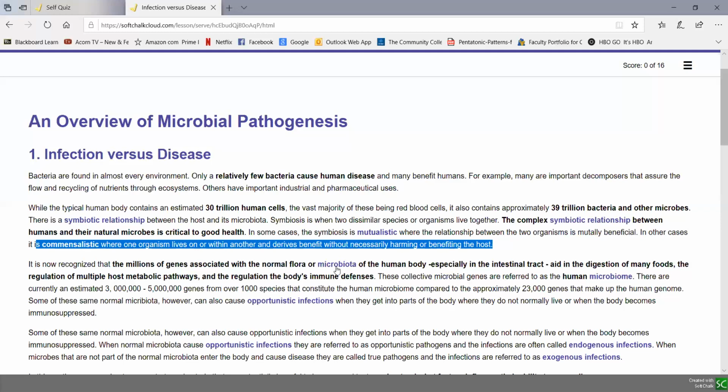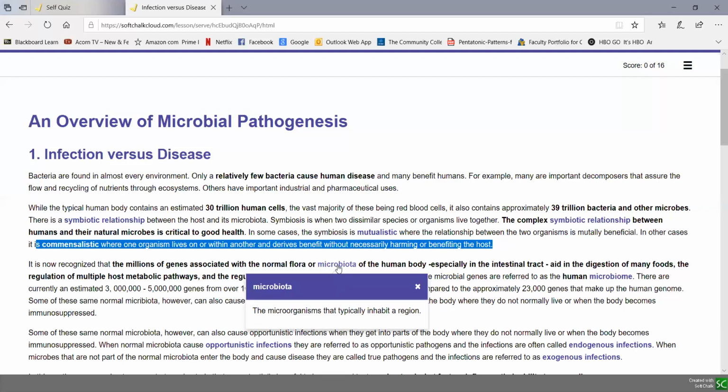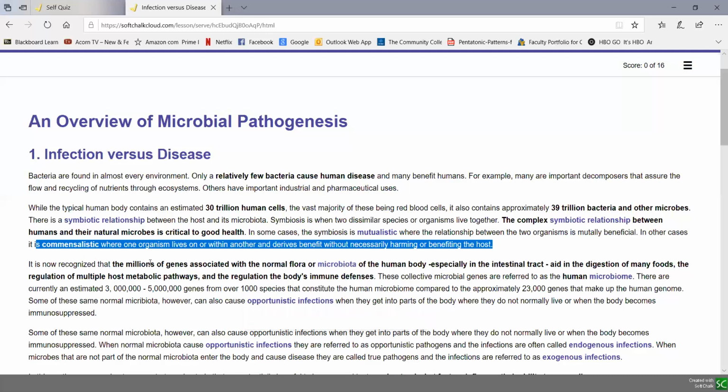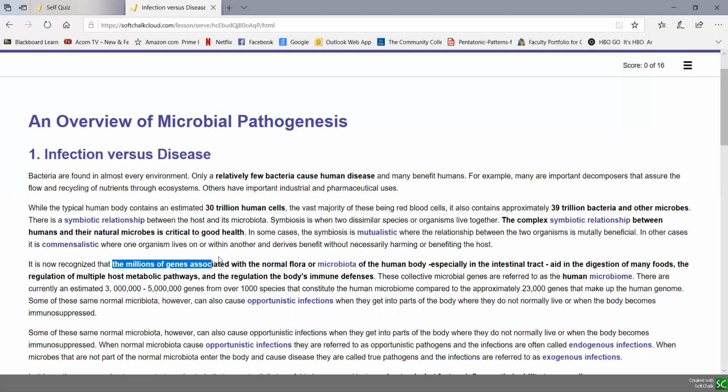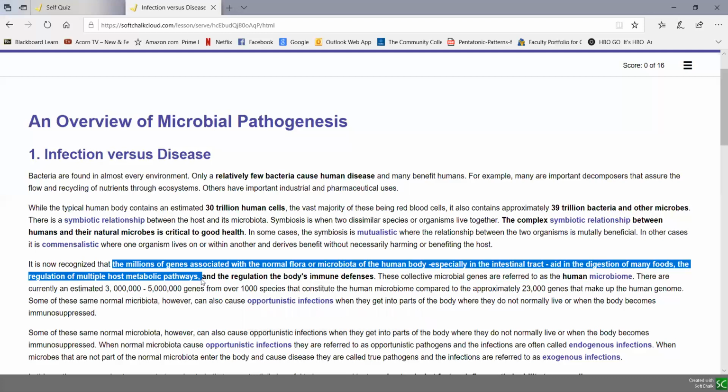So remember, the microbiota refer to the microorganisms that typically inhabit a region. So of course, those that inhabit the human body would be the human microbiota. Now, the millions of genes associated with the microbiota in the human body, especially in the intestinal tract, are critical to the body. They aid in digestion of many foods. They help regulate many host metabolic pathways, and they help regulate our body's immune defenses. So without this microbiota, our body couldn't function.